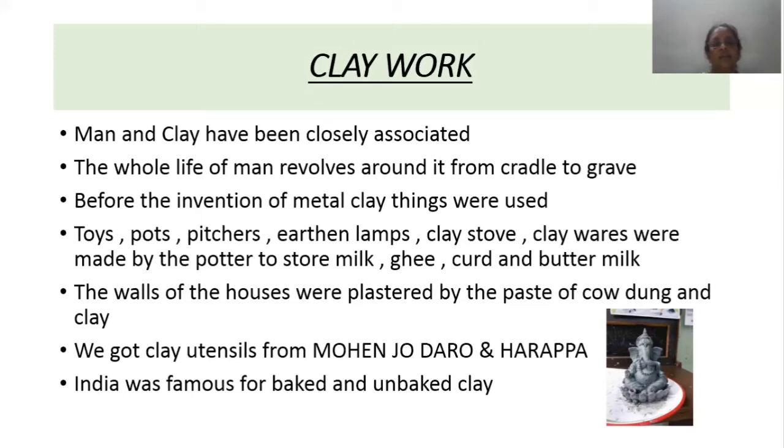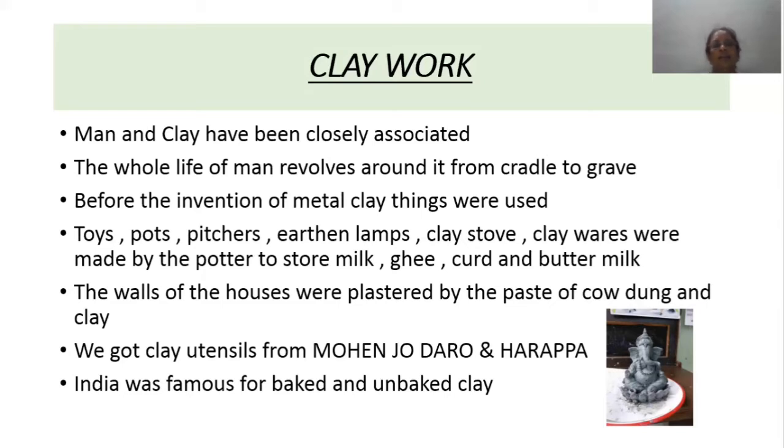In ancient times, the walls of the houses and kubas, kubas meaning small huts, were also plastered with a paste of cow dung and clay. Now we are plastering with different types of paints. In ancient times, even the walls of the houses and the kubas were plastered with the paste of cow dung and clay. We got clay utensils from Mohenjo-daro and Harappa.